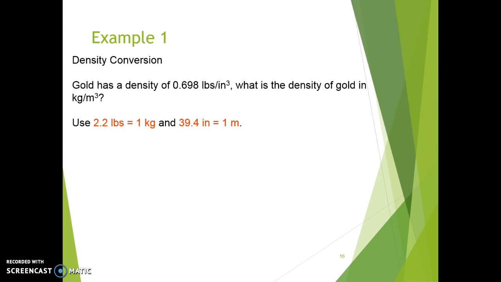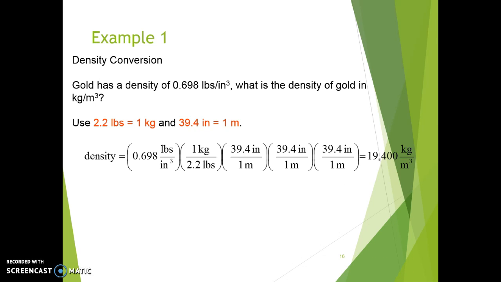Did you pause? Did you try it? Okay, now hopefully you paused and you got an answer. Let's see if it agrees. So here's my unit conversion.